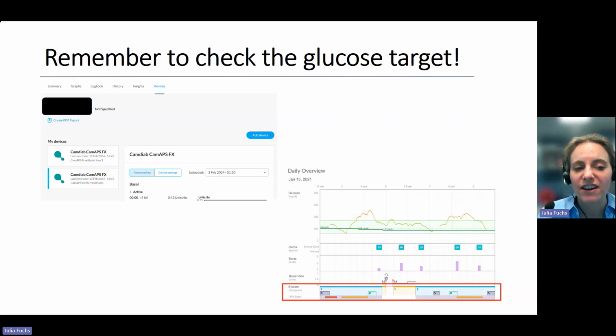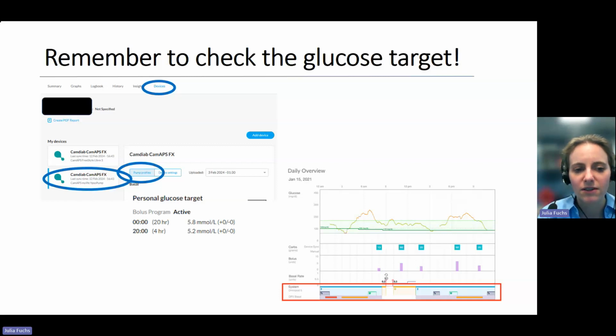Because, for example, for FX on Gluco, you can't easily see it. So you need to go to Devices and then click on My Life Ypsopump and then Pump Profiles. And then there you can see what the personal glucose targets are, remembering that for FX, the default's 5.8. And for the Omnipod, you can see down here that it actually shows you in the day-by-day view what the targets are set at different times of day.